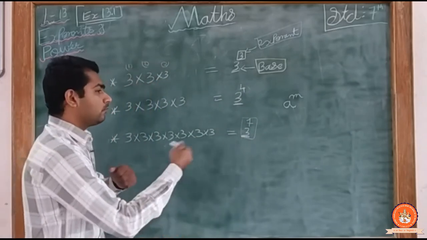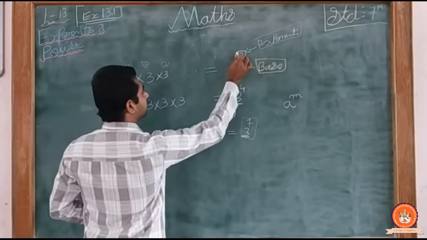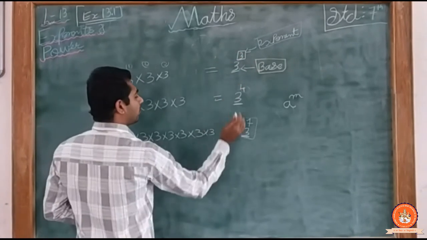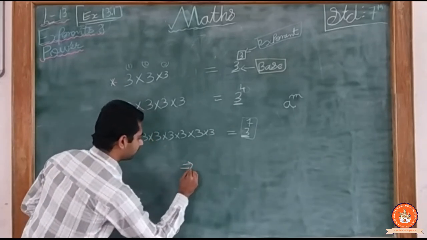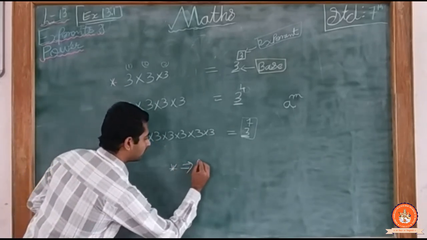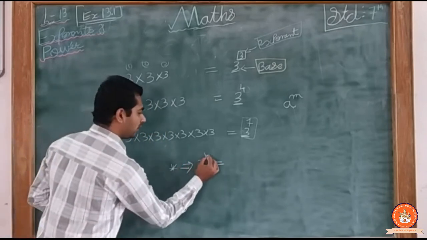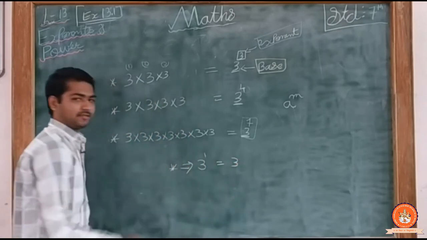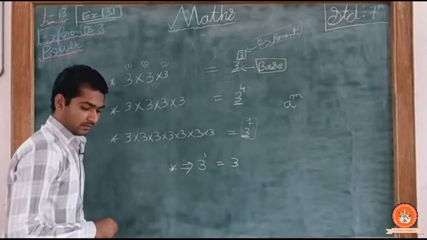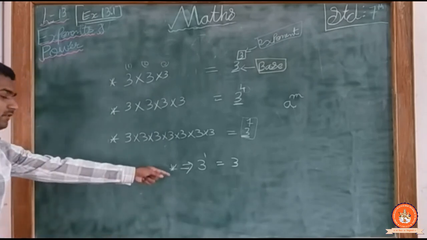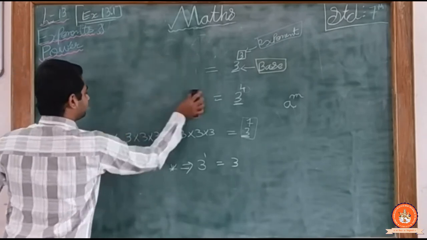Understand? Moving further, this is my 3 raised to 3, this is my 3 raised to 4, and this is my 3 raised to 7. And if I have 3 raised to 1, that means 3 is there only 1 time. I write like this. The second point is very important after this, you have understood this.